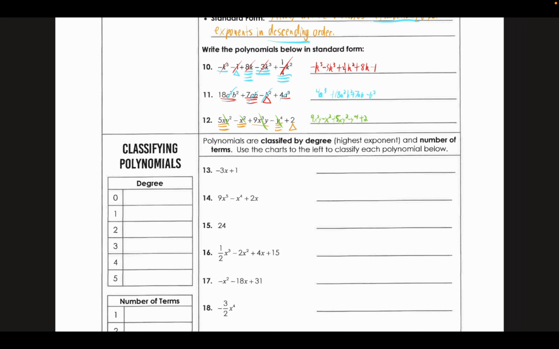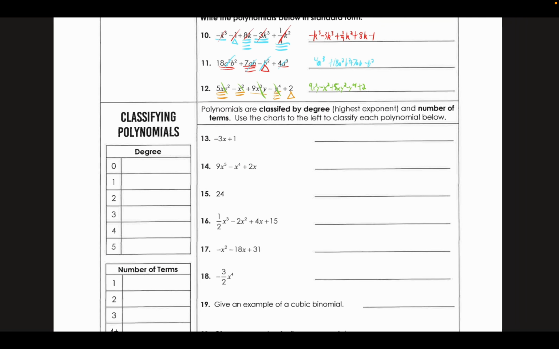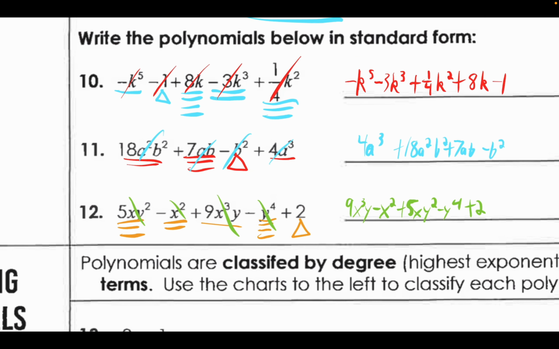Next, we're going to focus on classifying polynomials. So polynomials can be classified by degree, which is the highest exponent, as well as how many terms they have. And so we're going to fill in these charts to the left, the top one being for degree, highest exponent, and the bottom one being for the number of terms. Which, remember, terms are separated by plus or minus signs. So this one had 1, 2, 3, 4, 5 terms, for example.